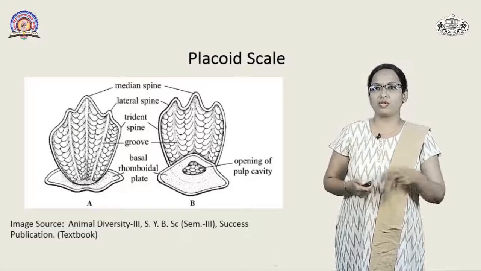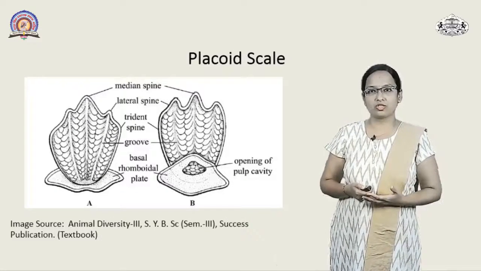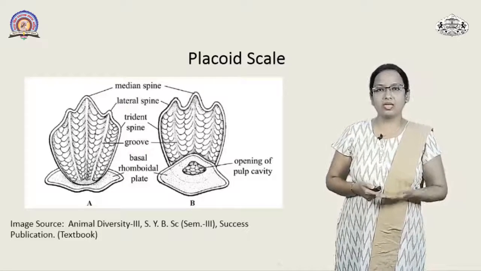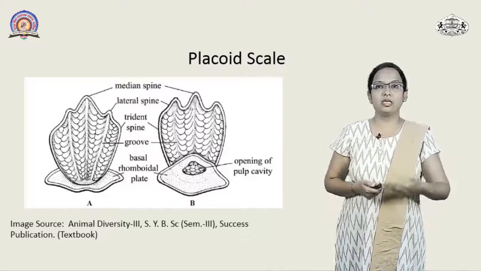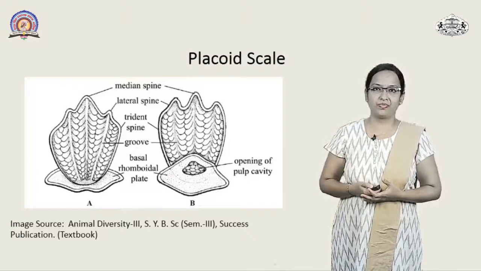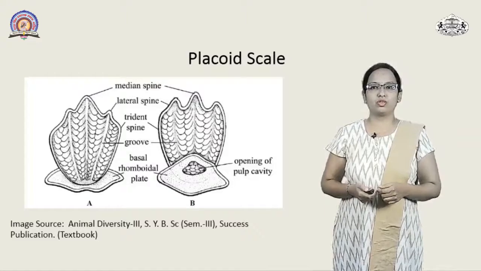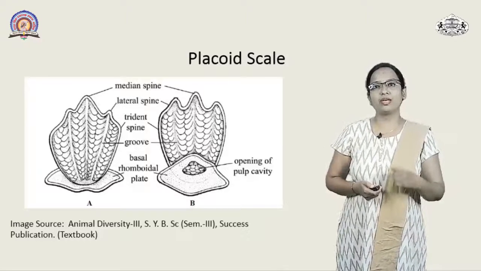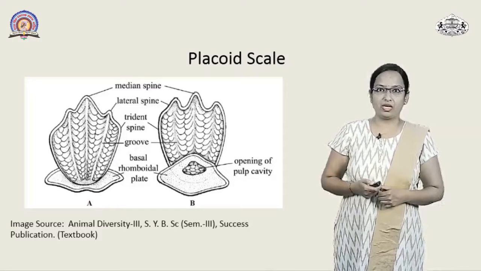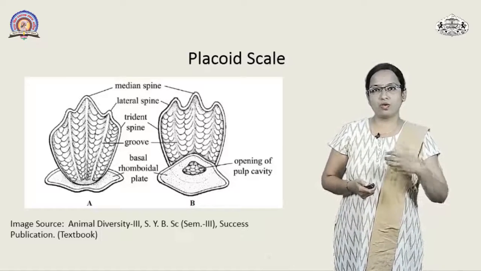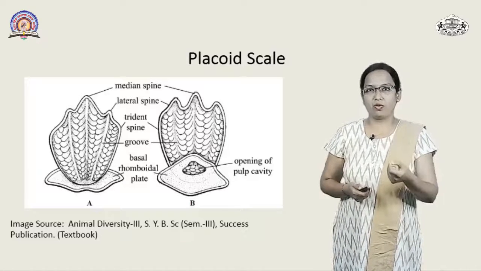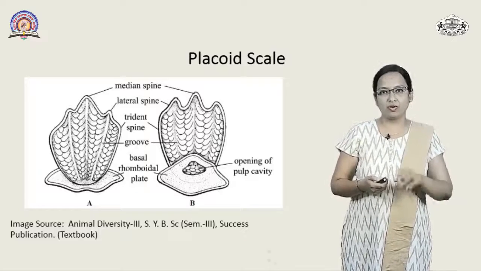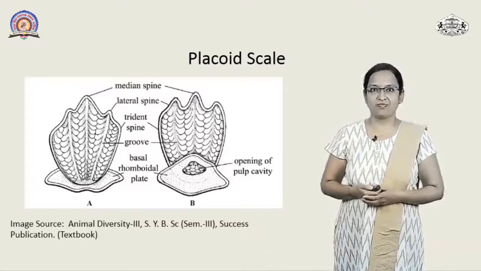So, the basal plate, what we see is it is a rhomboidal structure and it will be embedded in the skin. Now, which part of the skin? It will be embedded in the dermis portion of the skin. Now, if you see in the middle portion, there is an opening, right? This particular opening is the opening of the pulp cavity. Clear? Now, what is it made up of? This basal plate is calcareous in nature, right?